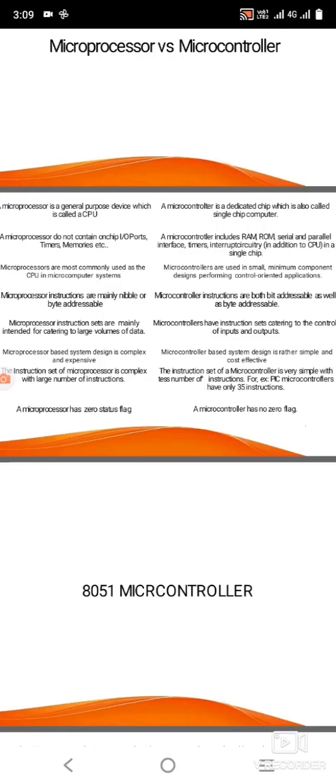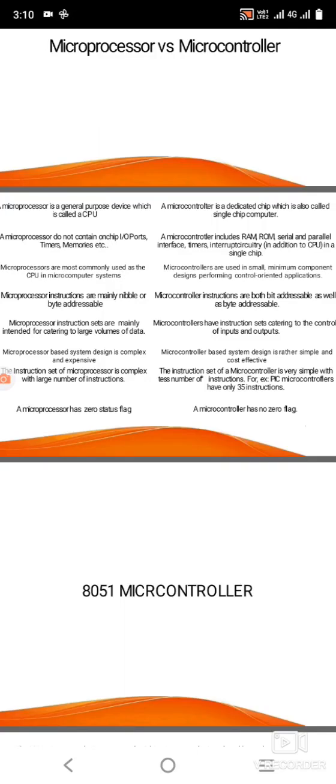A microcontroller is small and is designed with minimum components. The processor's instructions are mainly nibble or byte addressable. The controller is both bit addressable as well as byte addressable. The processor-based system design is complex and expensive. A microcontroller is designed to be simple and cost effective.